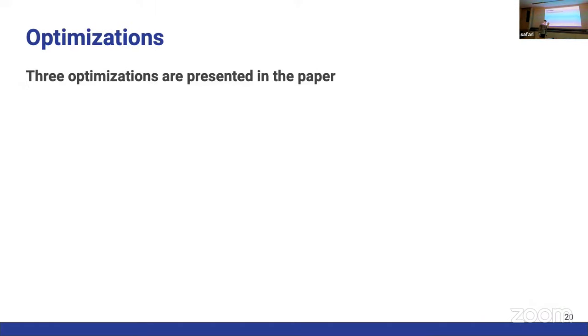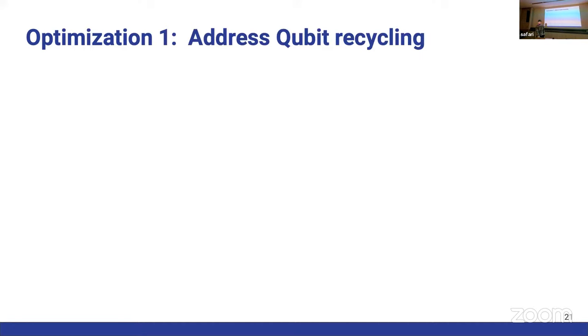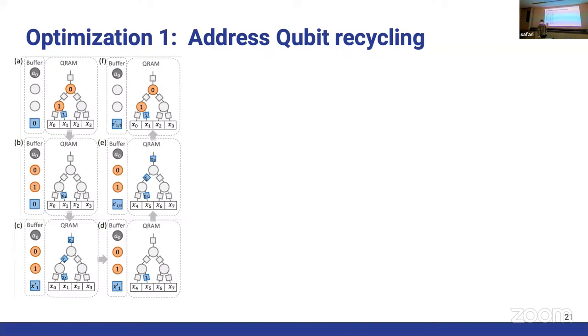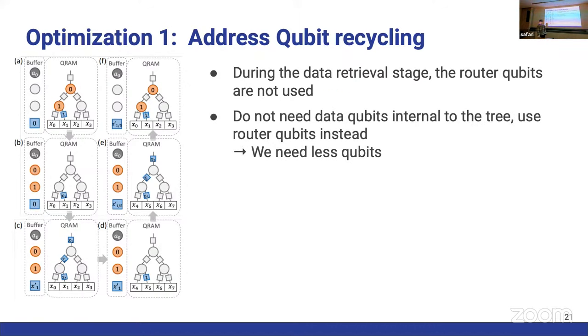There are three optimizations that are proposed by the paper, which are address qubit recycling, lazy data swapping, and address pipelining. We'll start with the first optimization, being address qubit recycling. We can see that during the data retrieval stage, specifically between B and E, the router bits are not used. We simply do not need the data bits internal to the tree since the router bits can be used instead. That means that by removing those data bits, which I'll mark in the following animation, we need fewer qubits in the resulting architecture.